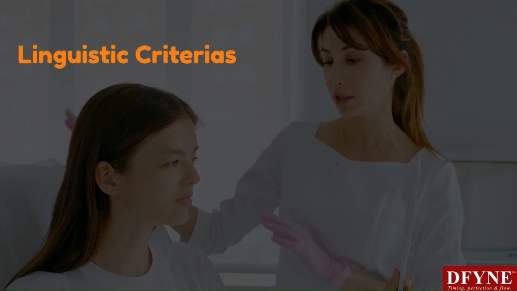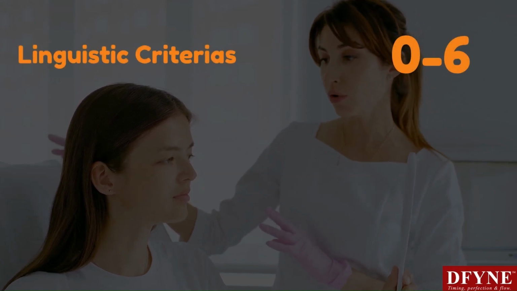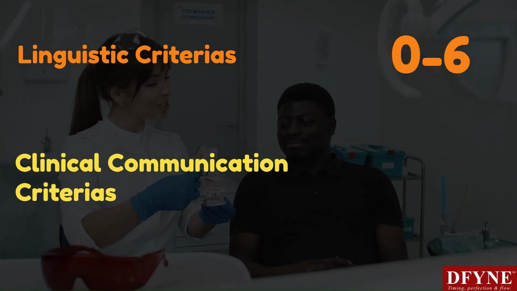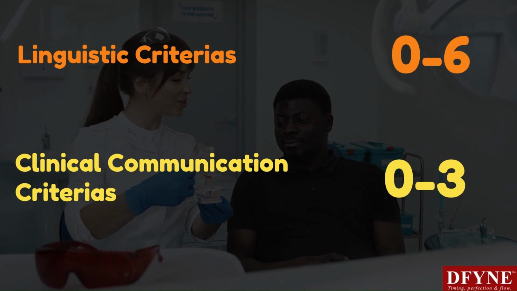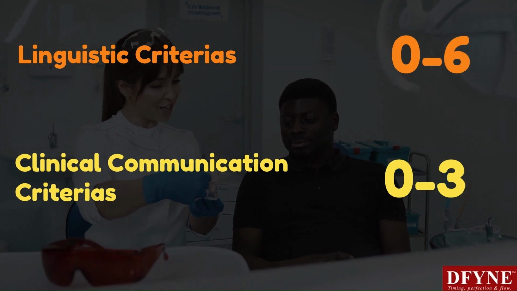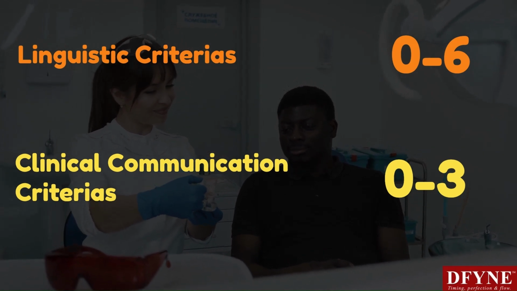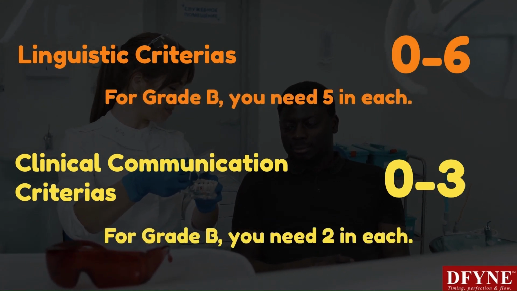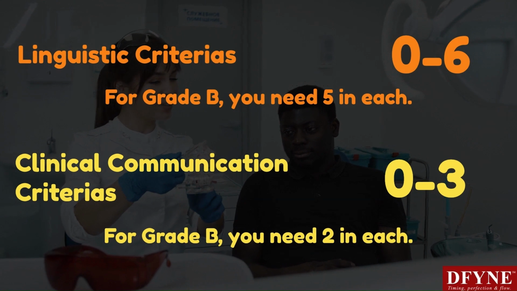All linguistic criteria are scored on a scale of 0 to 6, and all clinical communication criteria are scored on a scale of 0 to 3. Now, for a score of B in speaking, you will need to secure at least 5 in all linguistic criteria and 2 in all the clinical communication criteria.